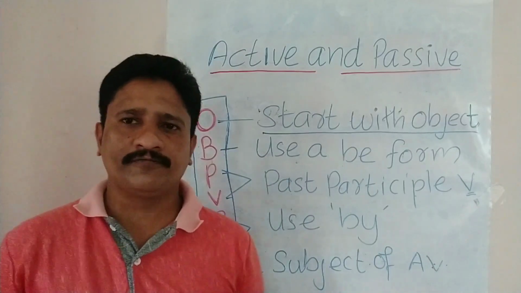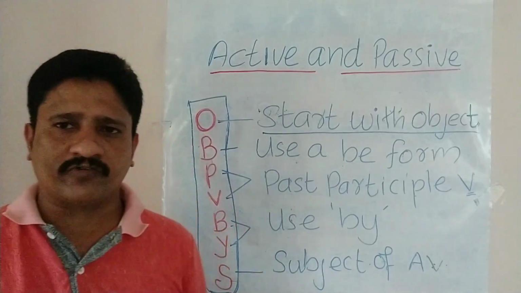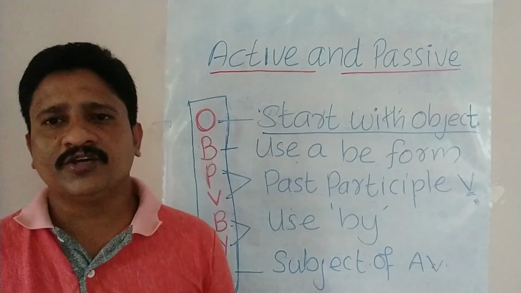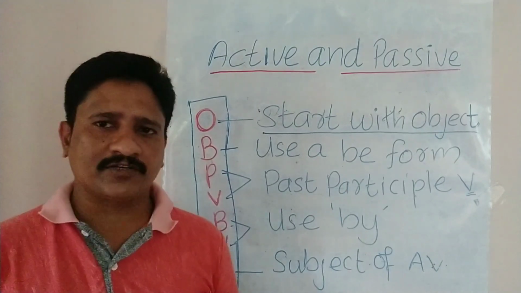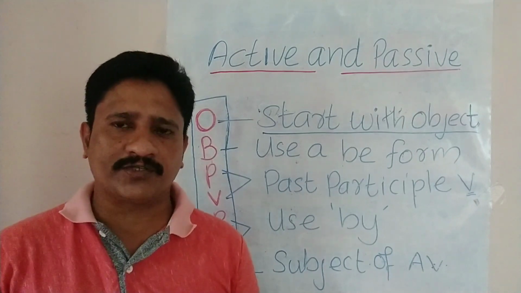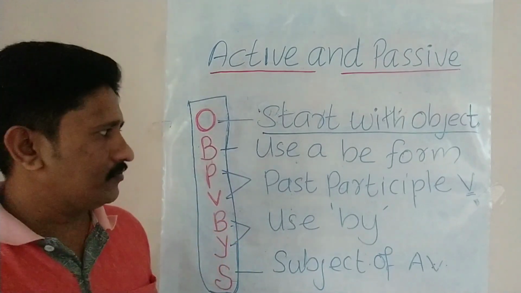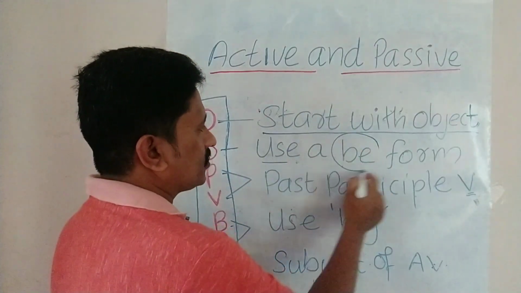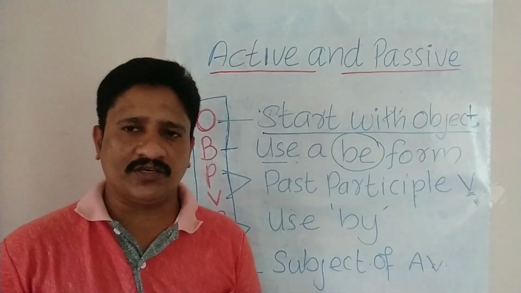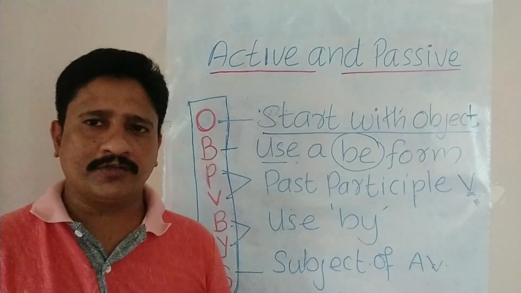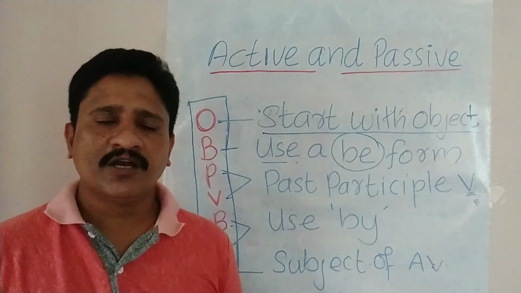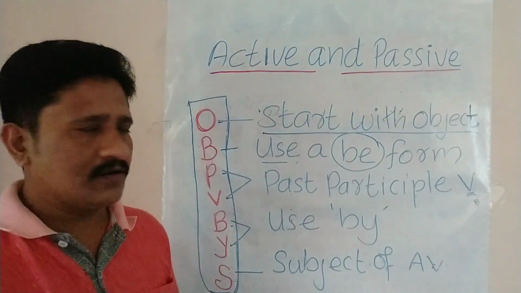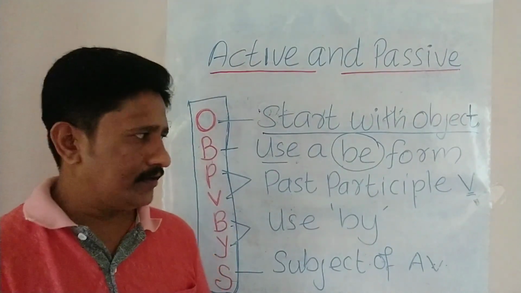Only if there is an object with a transitive verb in such a declarative sentence can you change the sentence from active into passive, which I'll tell you about at the end of this video. So start with the object. Then use a be form. There are many be forms like is, am, are, was, were, be, being, and been. I'll help you use these be forms correctly in forming a passive voice sentence.